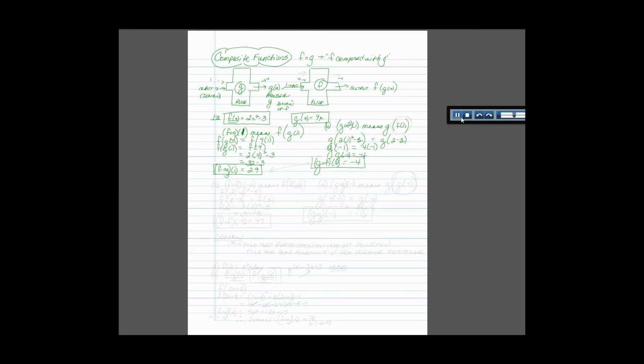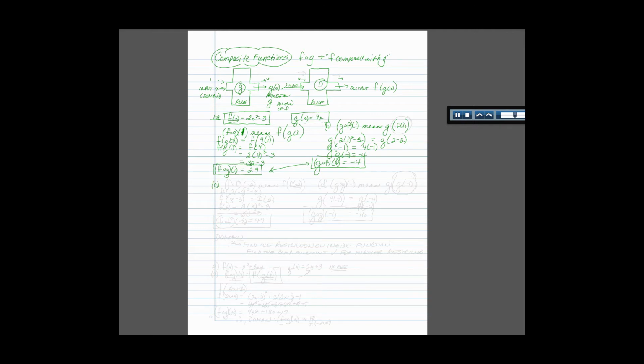And is that the same as what we got before? No, it's not. They're very different. So the order makes a huge difference. Remember, the input goes into the first machine, the inside function, but its output becomes the input for the second machine, the function machine.